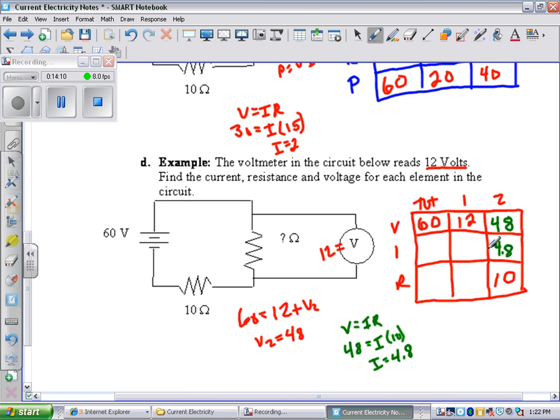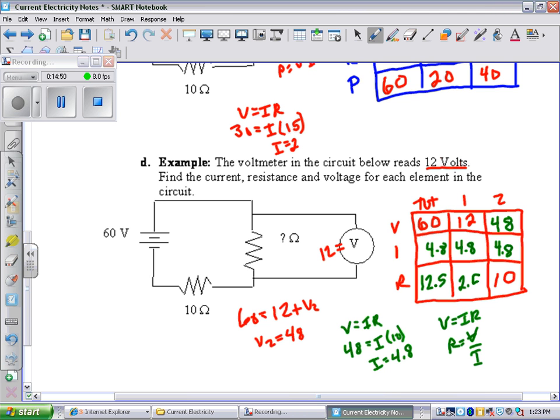Now for a series circuit, once you know one current, you know them all because the currents are the same. So it's going to be 4.8 here and 4.8 here. Now to get the resistances, since V equals IR, I can rearrange that. R is V over I. So if I take my voltage of 60 and divide it by 4.8, I'm going to get my resistance. And if I plug that into a calculator, I end up with a resistance here of 12.5. If I take 12 and divide it by 4.8, I get 2.5.